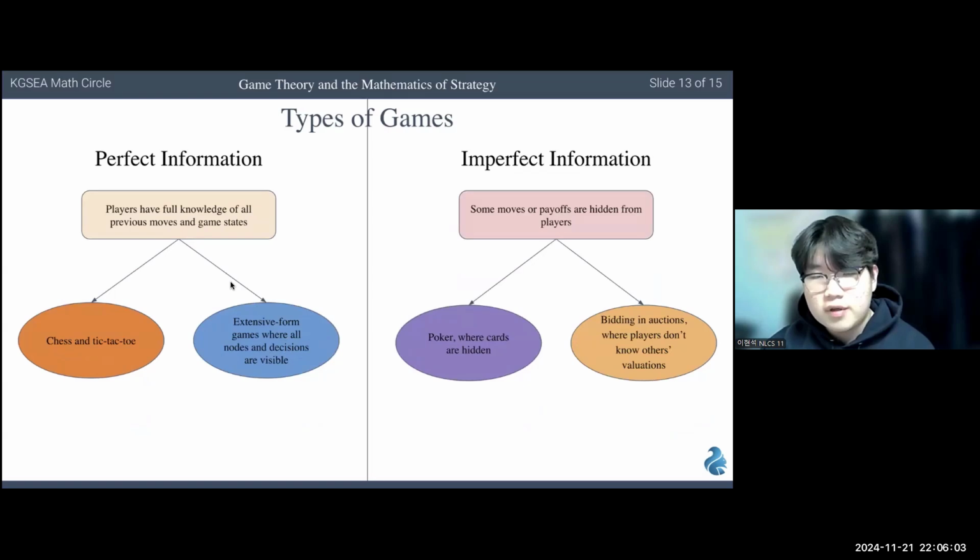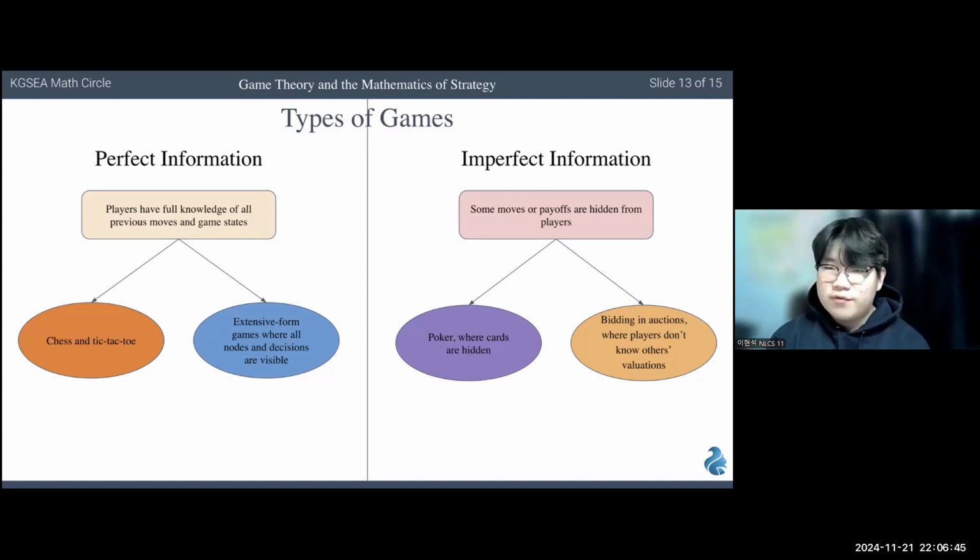So the final method of separating games would be cases of perfect information and cases of imperfect information. In the case of perfect information, it refers to a situation where players have full knowledge of all previous moves and game states. For example, chess and tic-tac-toe, kind of like how I explained with simultaneous and sequential games. The players have the knowledge of what the previous moves were and what the game state was before, or other extensive form games where all nodes or decisions are visible. The stock market or buying stocks could also apply to this situation as you have all the information about the market and what happened before, basically.